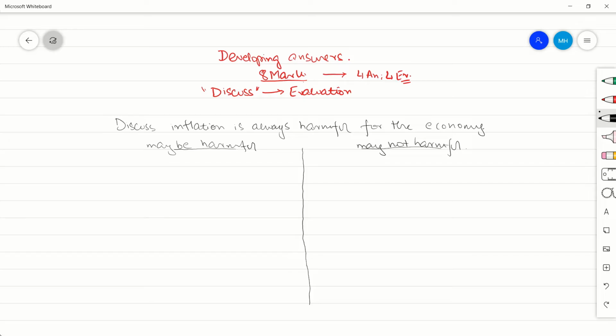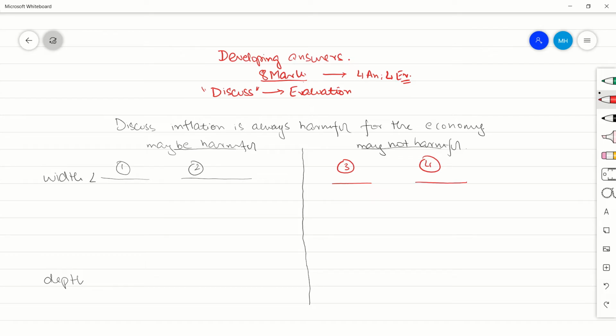Always remember that when you're solving an essay, there are 2 things you have to be careful about. One is the width of your question, and the other is the depth. Width means how many points you are putting in: the first reason why it may be harmful, the second reason, the third reason why it may not be harmful, 4 reasons. This shows the width, but it doesn't necessarily mean that your answer is developed.